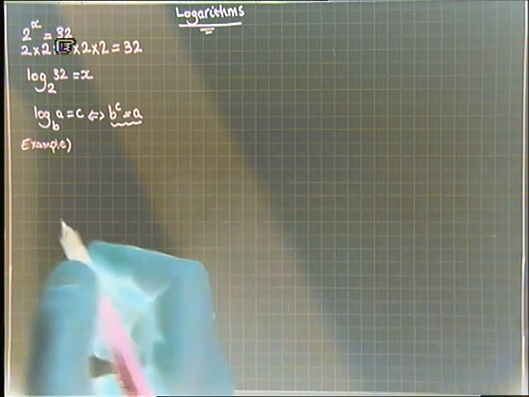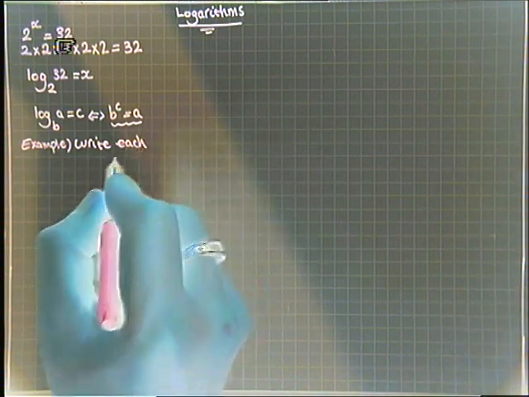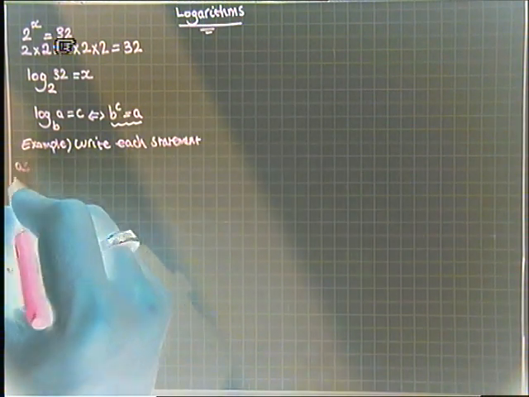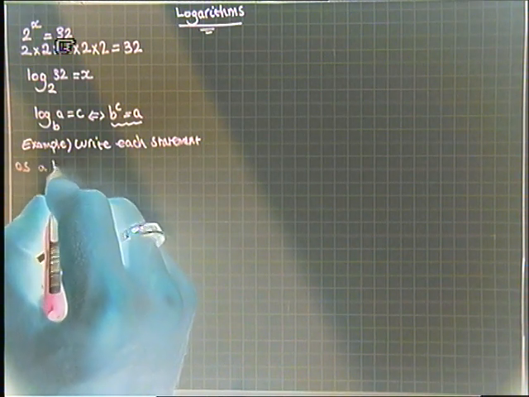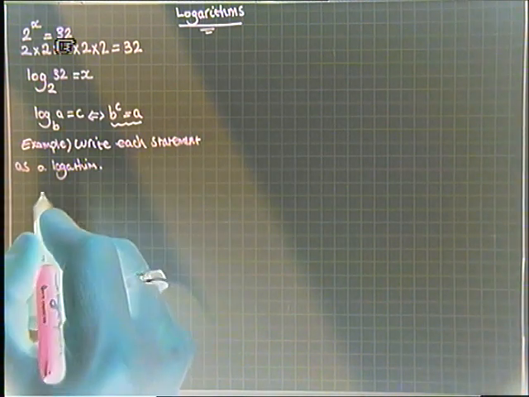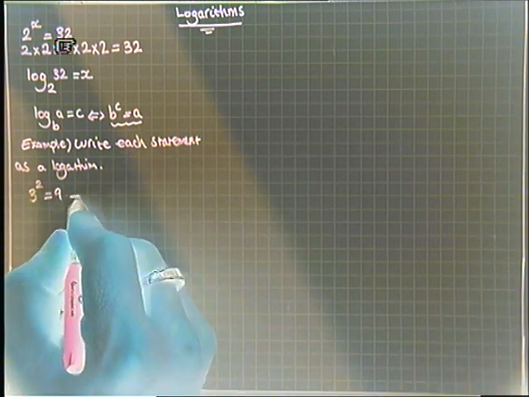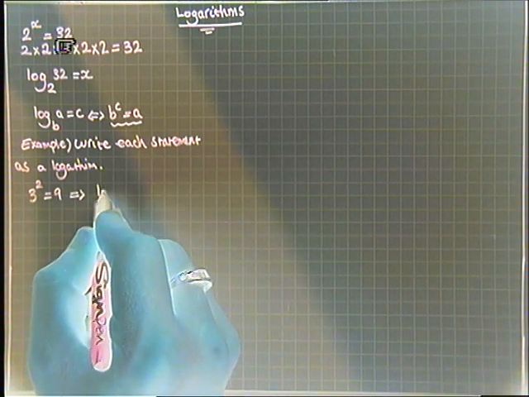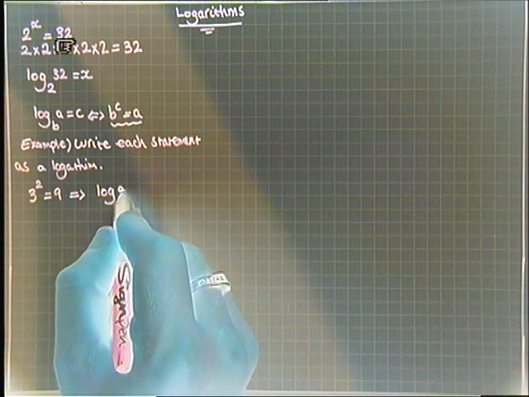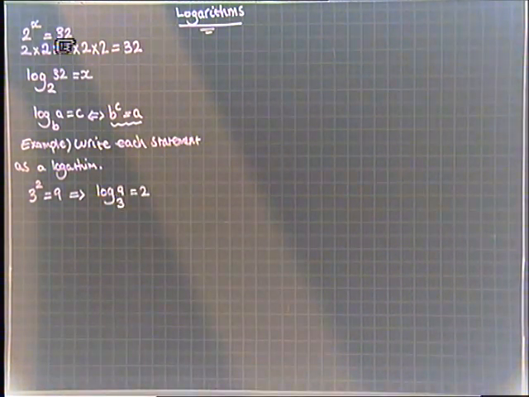Write each statement as a logarithm. A. Three to the power of 2 is equal to 9, which gives us log to the base of 3 of 9 is equal to 2, because 3 to the power of 2 is equal to 9.